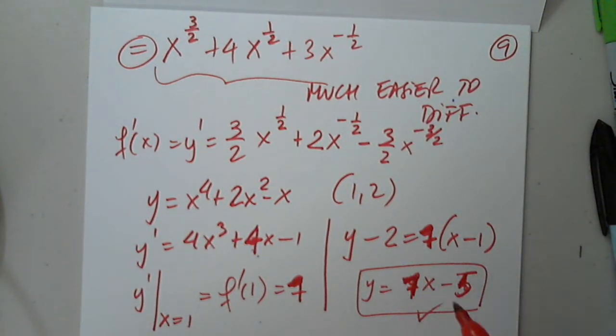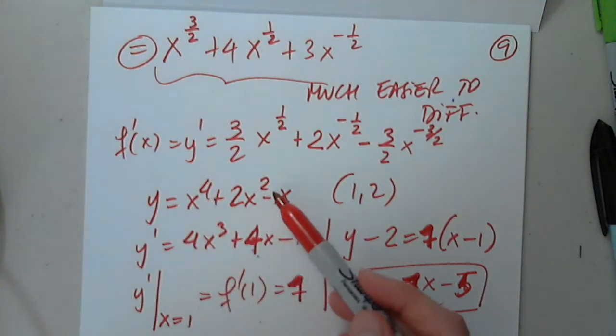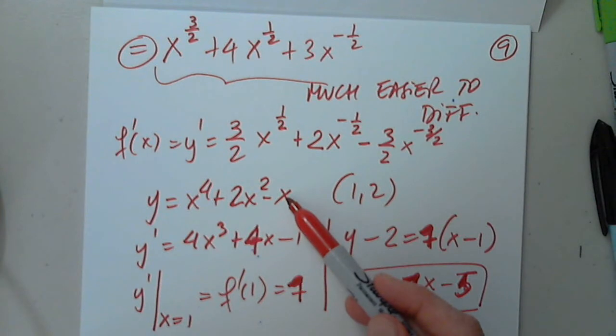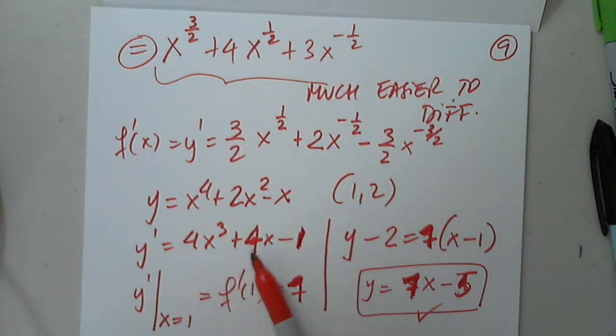Sorry. Of course. So 4x to the 3rd, 4x, subtract 1 from the power, and the derivative of negative x is negative 1. So when I plug in 8 minus 1 is 7. So I have 7x. I'm checking now everything. So minus 7 and plus 2, negative 5.